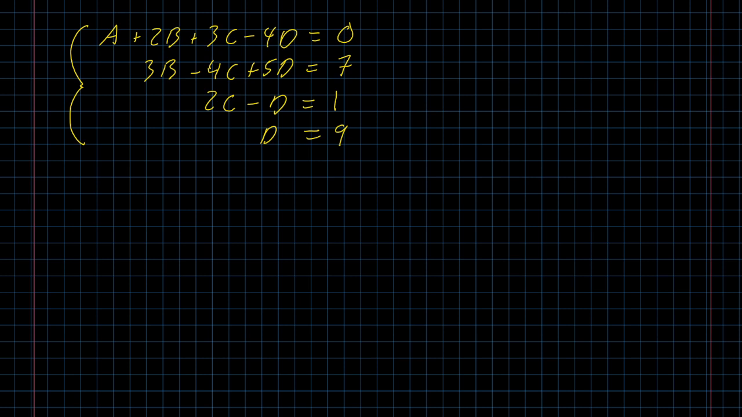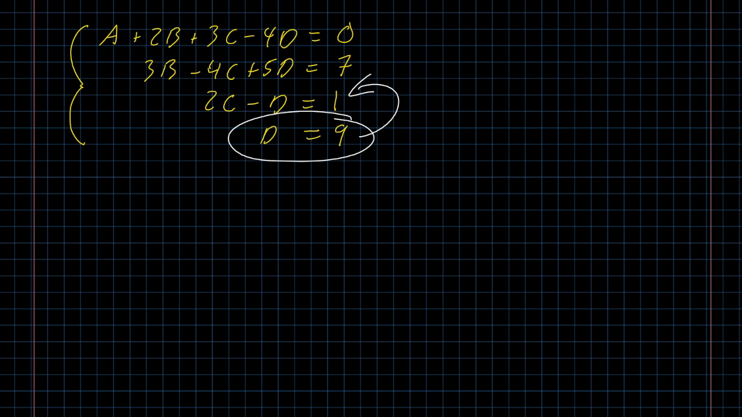A plus 2b plus 3c minus 4d equals 0. 3b minus 4c plus 5d equals 7. 2c minus d equals 1. And d equals 9. But wait a second. d equals 9. I've already got part of this solved. And not only that, but the rest of this is going to be incredibly straightforward.